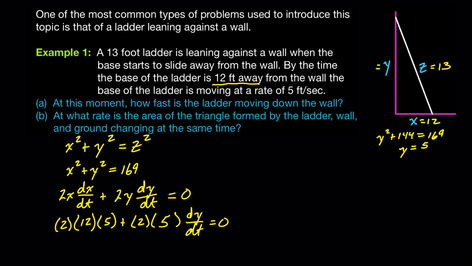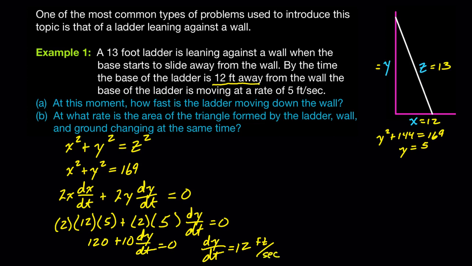All right, so then going ahead and evaluating this, you're going to have 120 plus 10 dy/dt is equal to 0. Subtracting 120 and then dividing by 10 is going to give us dy/dt is equal to negative 12. And the unit of measurement on this is change in y over change in time. And the change in y is measured in feet. The change in time is measured in seconds.